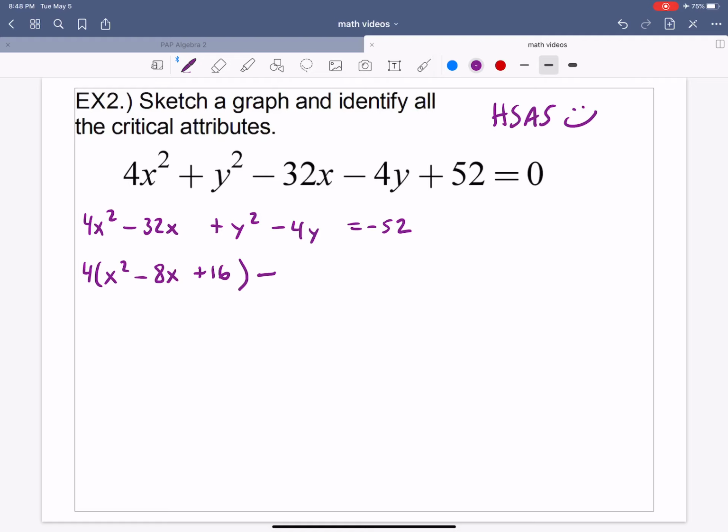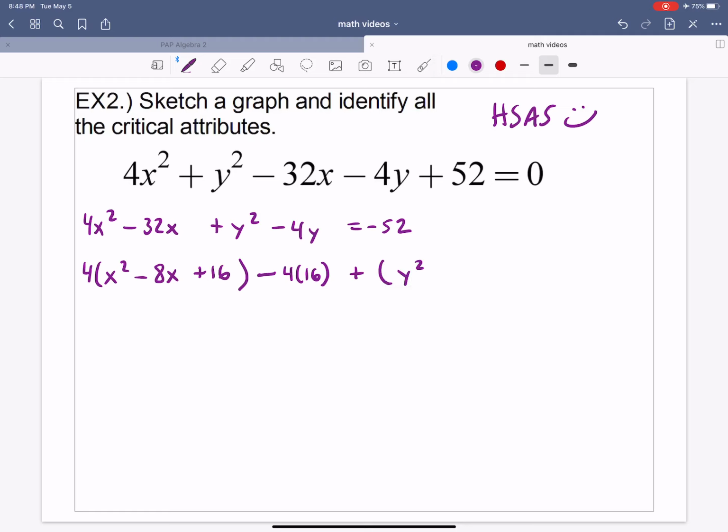Now, a lot of you are real smart. You know we're not just subtracting 16, because everything in this parenthesis is being multiplied by 4. So what we're actually subtracting is 4 times 16. Okay? So now let's do half, square, add, subtract with the second set for y.